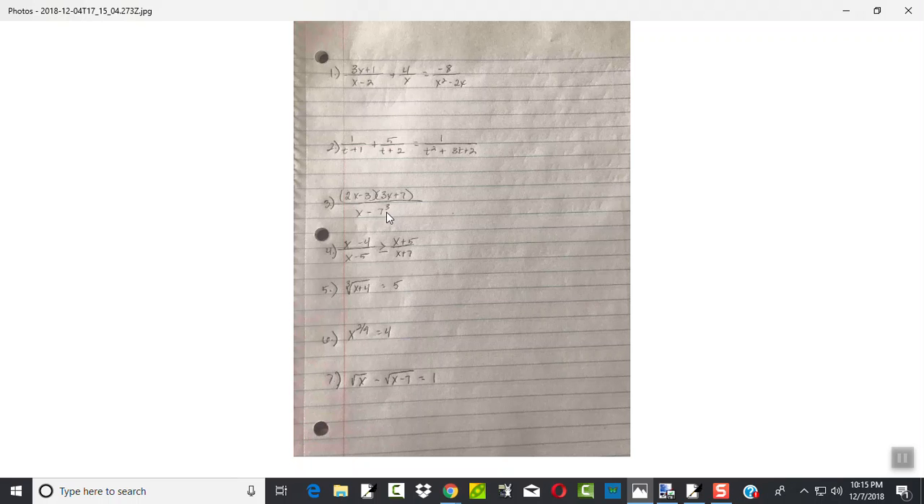I'd have to know what the directions are here. If it's to simplify, I don't see 7 to the third. You could do 7 to the third, but it wouldn't cancel with anything up here. So I don't know, I need to see the directions on that. This one I'm assuming is solve.